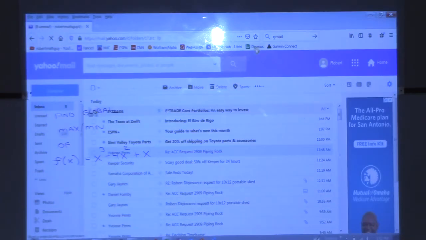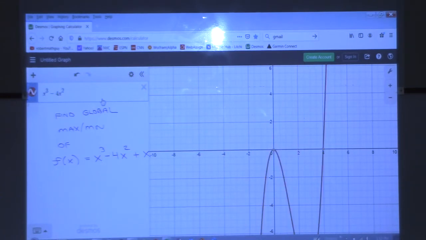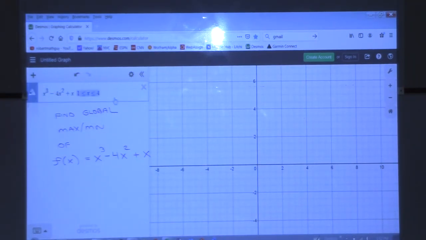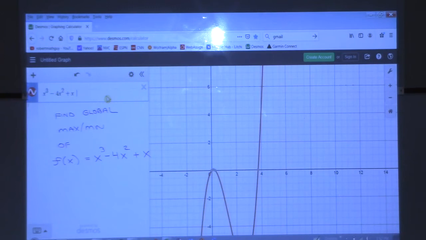So if I go here, I graph this function x cubed minus 4x squared plus x. And I just look at this on the interval 1 less than or equal to x less than or equal to 4. I'm not doing that right. What am I doing wrong? Something is wrong here. Oh, wait, there we go. Why is that not doing it? I've done this before, so I'm wondering why, what am I?